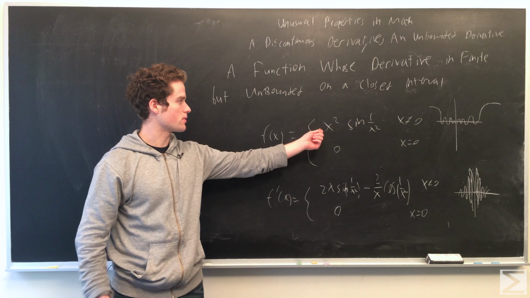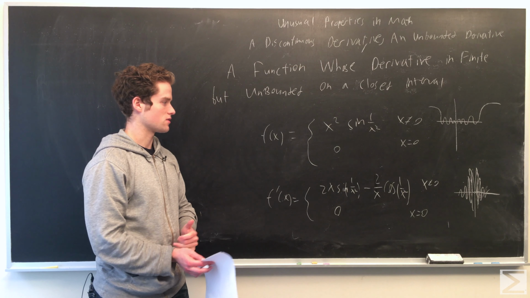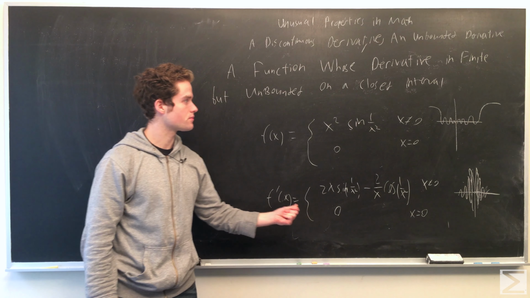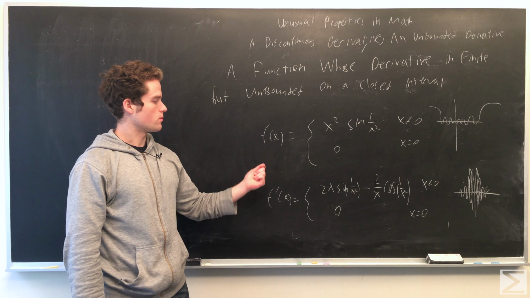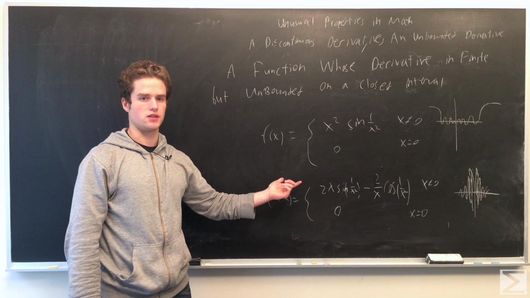So now when x does not equal 0, clearly it's differentiable. When x equals 0, it's the limit as x goes to 0 of x sine 1 over x squared, which approaches 0. So f prime of x will equal 2x sine 1 over x squared minus 2 over x cosine 1 over x squared when x does not equal 0, and 0 when x equals 0. So note, we can take a closed interval to be -1, 1.